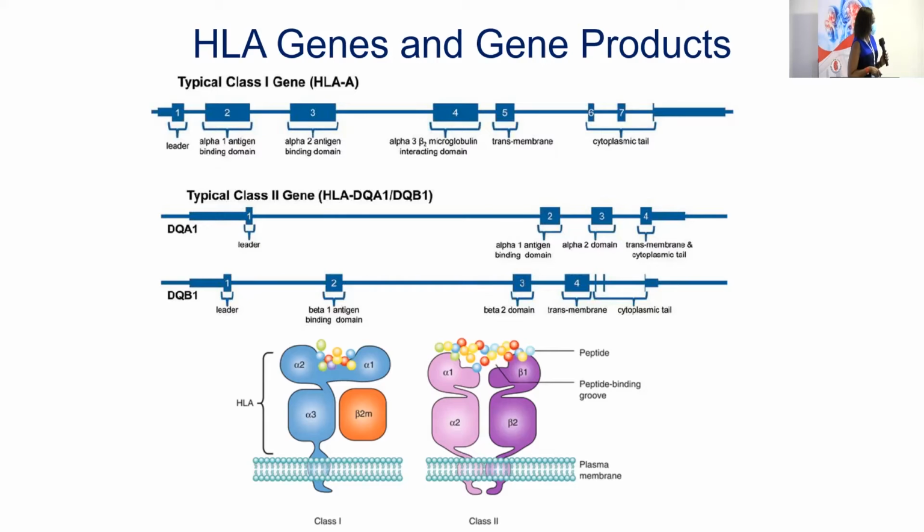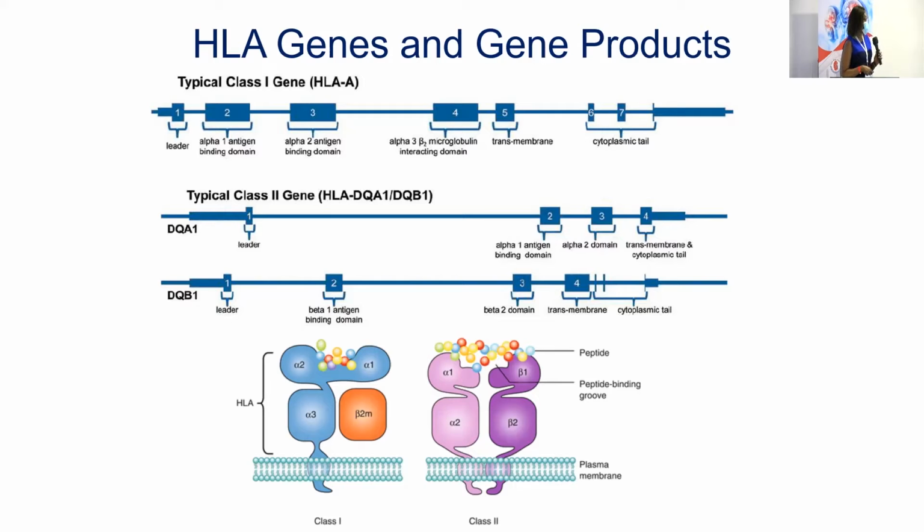For the class 2 genes, we have 2 glycoproteins, an alpha chain and a beta chain, that are coded for by the A gene and the B gene. And it's the second exon that is important for coding for the alpha-1 and beta-1 domains where the antigen will be displayed. Why I'm highlighting this is because we all know that the HLA genes are very polymorphic. That means there's more than one variant for these genes.